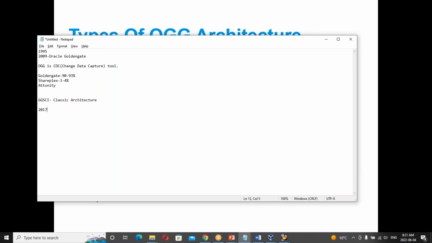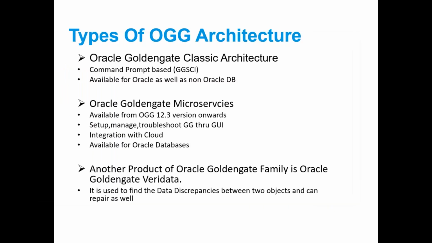In 2017, that is from OGG 12.3 onwards, Oracle launched another architecture of GoldenGate, which is called Microservices Architecture. It's a REST API based architecture and allows you to set up, manage, troubleshoot, and configure GoldenGate through a GUI. So you have two types of architecture available now. One is classic architecture and second is microservices architecture. These are the two types of architectures available in Oracle GoldenGate.